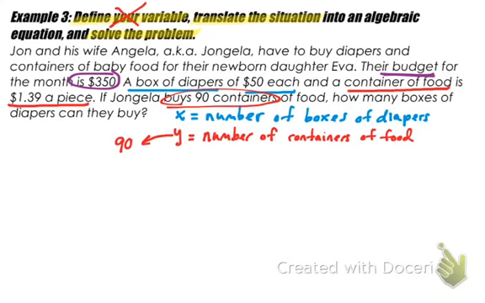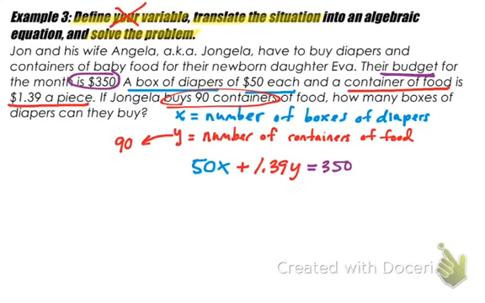Okay. Now their budget is $350, so we have to make a combination of the fact that we bought a certain amount of diapers and a certain amount of containers of food to give us $350. So 50 times the number of boxes of diapers, because 50 represents the price per box, plus $1.39 per container of food. Whatever this adds up to, it has to equal $350 or cannot go over it.